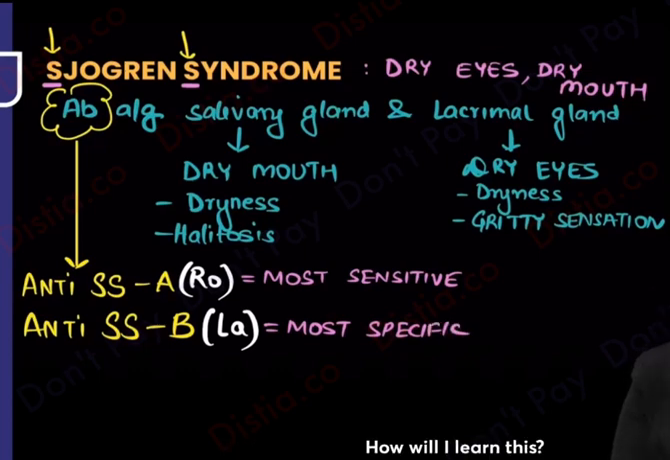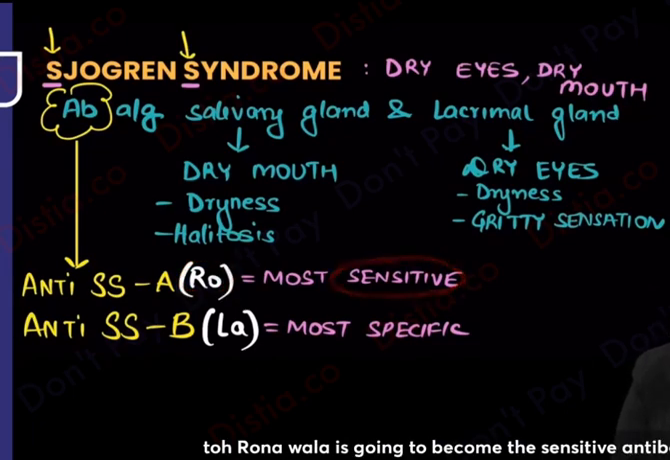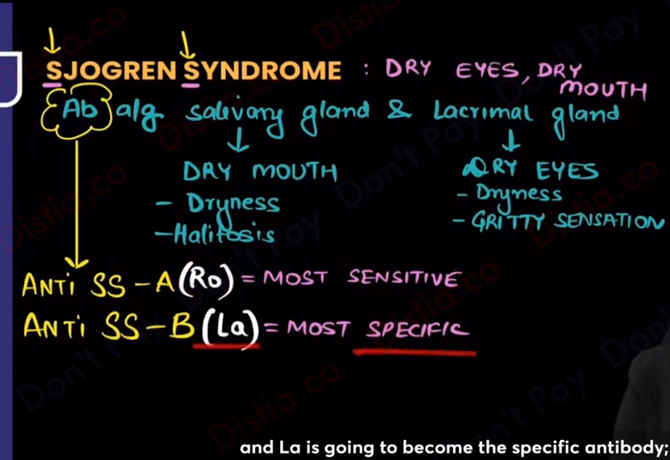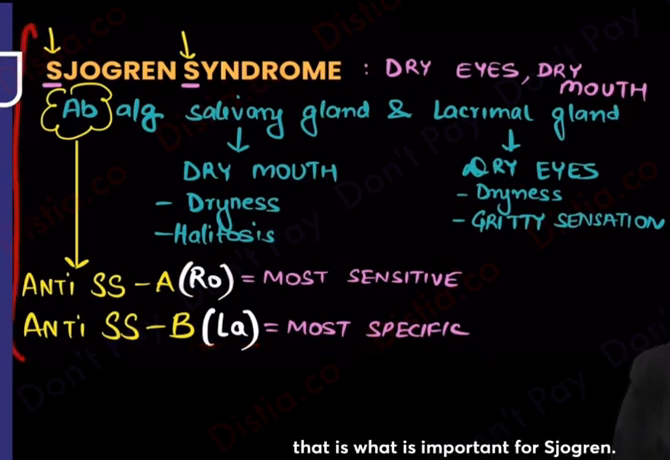How will I learn this? Which is sensitive, which is specific? Common sense, guys. Look at this. Ro is considered as more sensitive. Now, Ro is going to become the sensitive antibody and La is going to become the specific antibody. That is what is important for Sjogren. The story is not over.